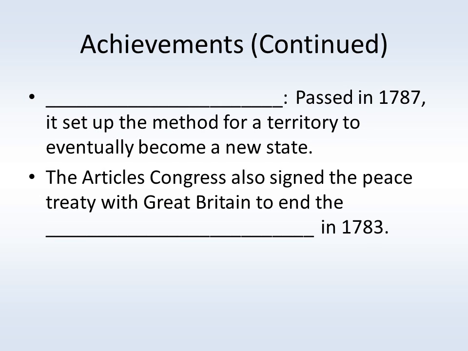Another important law passed by the Articles Congress was the Northwest Ordinance. Passed in 1787, the Northwest Ordinance set up the method for a territory to eventually become a state, a method that was used even after the Articles of Confederation was done away with. The Articles Congress was also responsible for signing the peace treaty with Great Britain that ended the American Revolution in 1783.